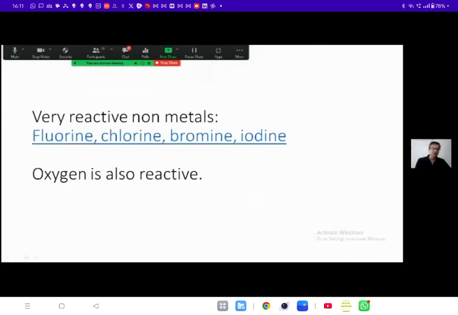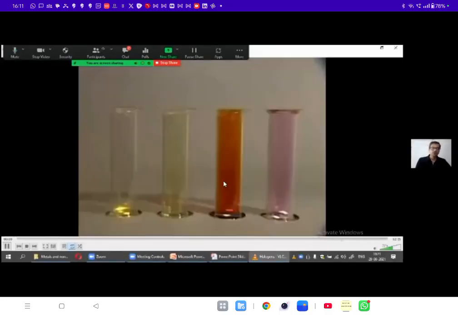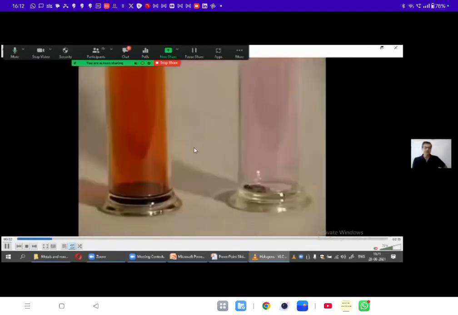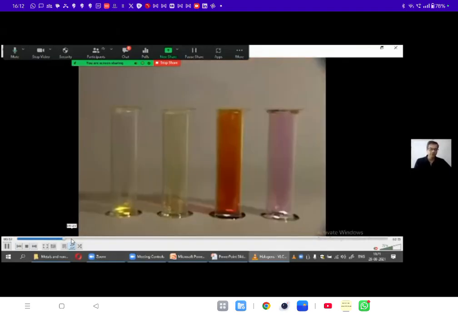This is the video to show these 4 very reactive non-metals. This is called fluorine. This is a colorless gas. Yellowish green is called chlorine. And then this reddish brown liquid is bromine. And this solid is iodine. Bromine has got a very beautiful color, like dark blood color.